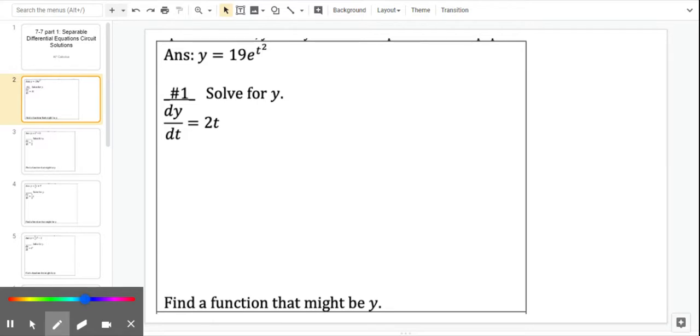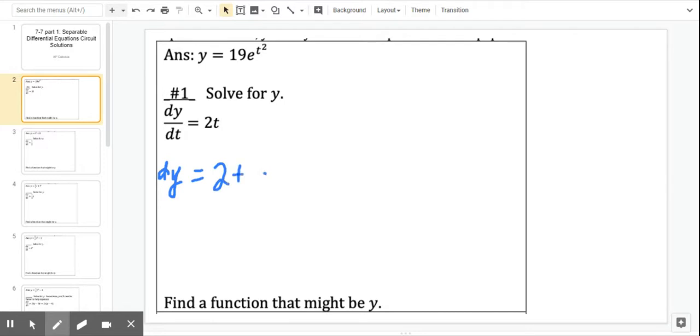Step 1 with the differential equation, we're going to use separation of variables, which means we get all the y's on one side and all the t's on the other side. So we have dy/dt equals 2t. I'm going to multiply by dt on both sides. We've got no other y's, so it's just dy on this side and all t's and dt's on that side.